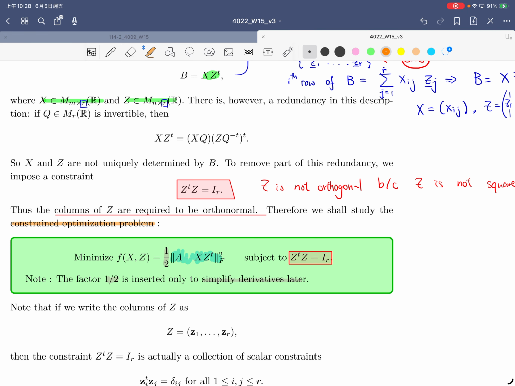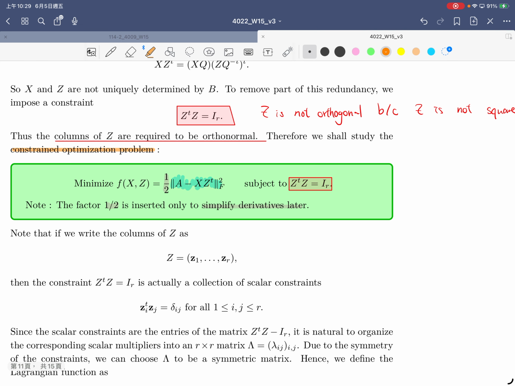Then how do we deal with a constrained optimization problem? The only technique that we've learned in Calculus 3 is using Lagrange multipliers. And don't be too scared about using Lagrange multipliers on this occasion, because if you spread out Z transpose times Z equals identity, it is really just a collection of many scalar equations. They are just a bunch of constraints: z_i transpose times z_j equals delta ij. Delta ij means it's either 1 or 0, depending on whether i equals j.